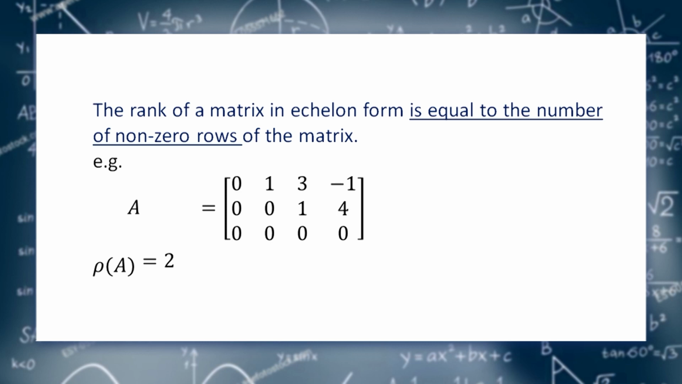For example, we have a matrix of order 3 by 4, 3 rows and 4 columns. The first row elements of the matrix are 0, 1, 3 and minus 1. The second row elements are 0, 0, 1, 4 and the last row of the matrix A is a zero row. All elements are 0. So, the number of non-zero rows in the matrix A is 2. The first row is non-zero. If any one element is non-zero in the corresponding row of the matrix, then it is counted as a non-zero row. So, since we have 2 non-zero rows, the rank of this matrix is equal to 2.